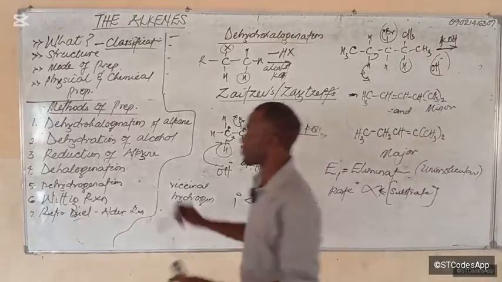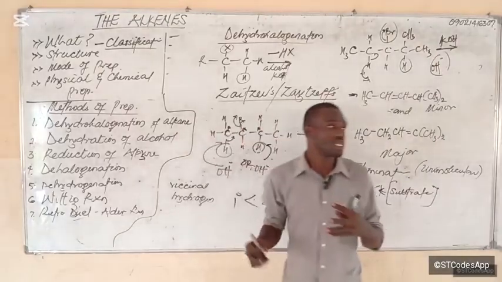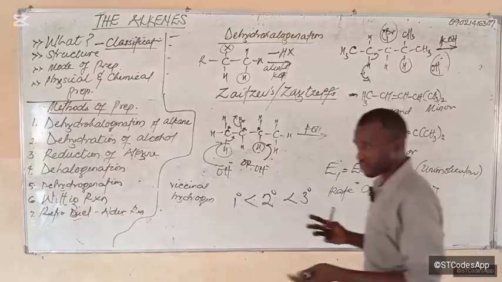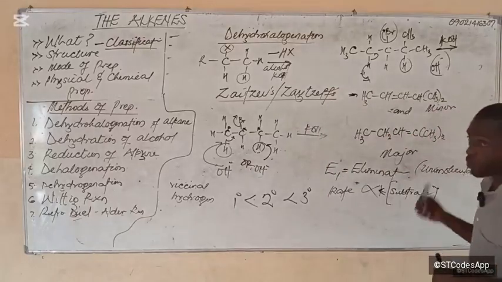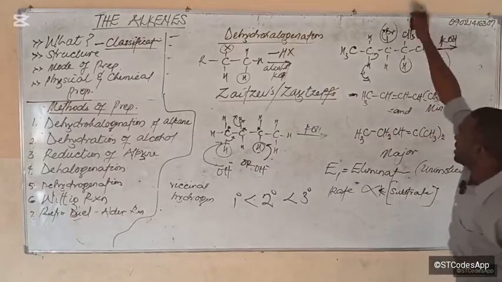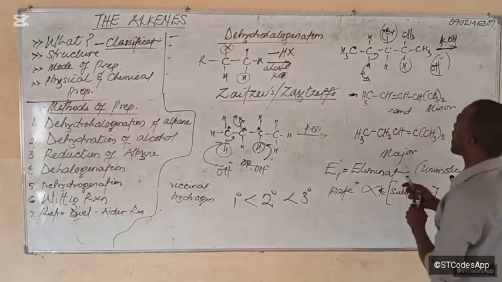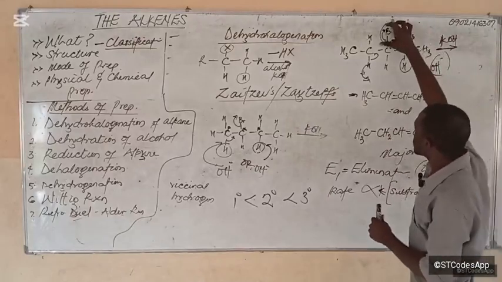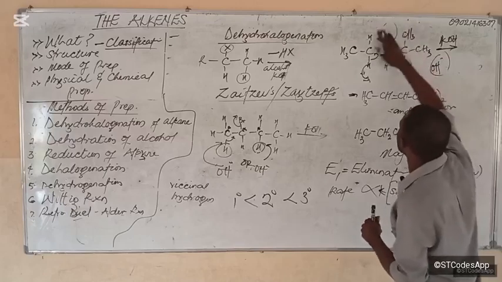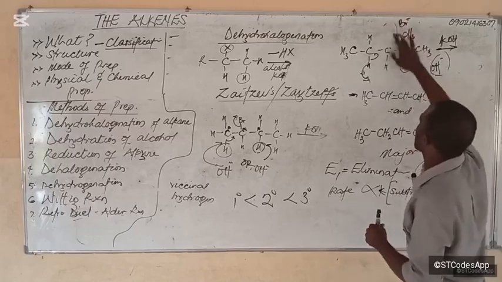You mostly understand this is dehydration. That's the most common example of E1. Now this one can leave. Once it leaves, what will happen? It leaves with the bond, right? So let's assume this one has left now. We have Br minus. What will happen here?